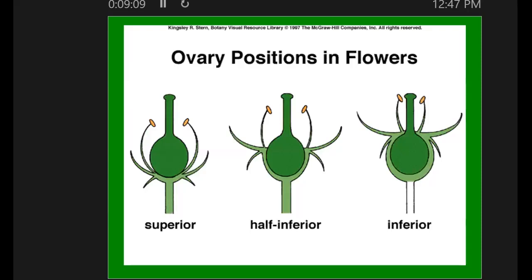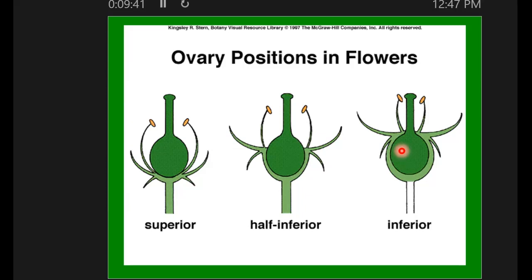This one I do need you to know. Okay, so this picture, what we're getting at here is where is the ovary with respect to all the other flower parts? And here on the left, you're seeing a superior ovary, which means it sits on top of where the other flower parts come off. All right, and so you can see it sitting right on top. Half inferior, that's pretty self-explanatory, and then inferior. So the rest of the parts come off the top of it.